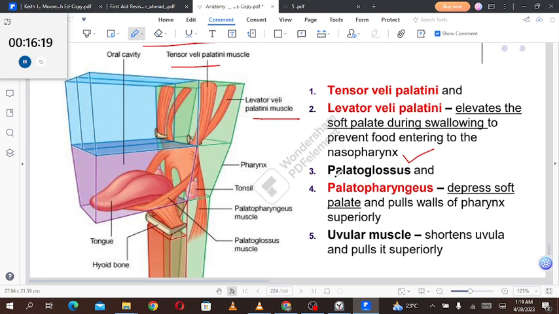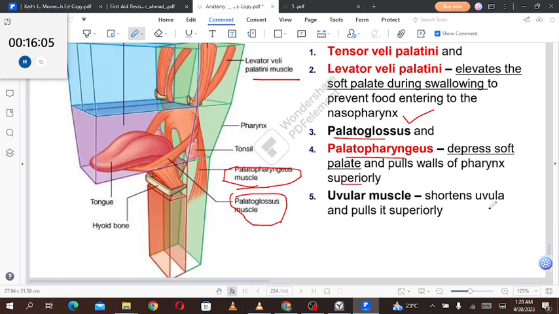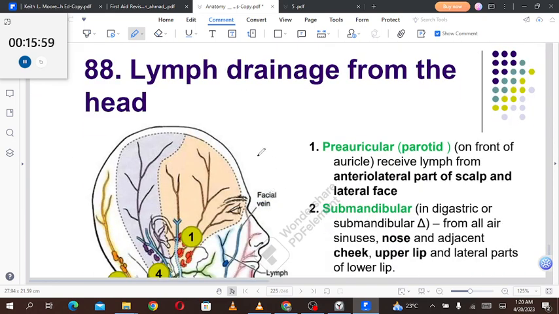The palatoglossus and the palatopharyngeus, which are present over here, are forming the anterior and posterior pillars of the tonsils. They depress the soft palate and walls of the pharynx superiorly. The uvular muscle shortens the uvula and pulls it superiorly. Okay. Then point number 88 is about the lymphatic drainage from the head.